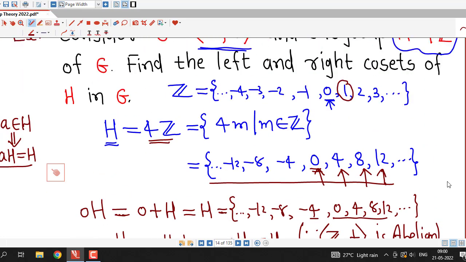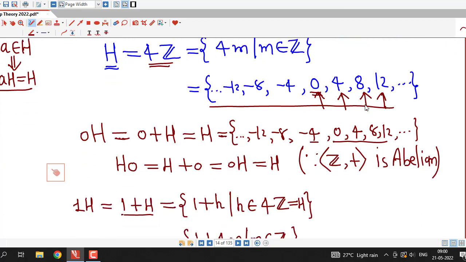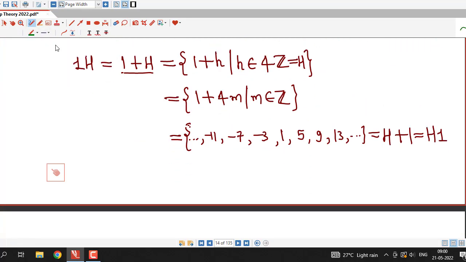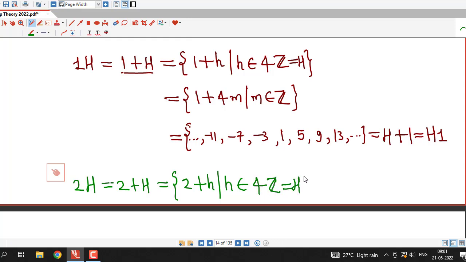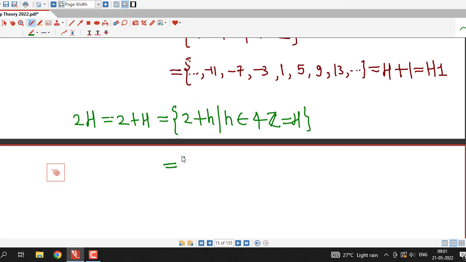Now we go for this element 2. Now 2 is not an element of H, so we check for 2 also. We find out what is the left coset corresponding to 2. So we write down by definition, we have to find out this type of elements 2 plus h, where h belongs to capital H, that is 4Z, or we can simply write H also. So this means I have to consider 2 plus 4m. Elements of H are in this form, where m belongs to Z, and we can put different values of m to write down some of the elements.